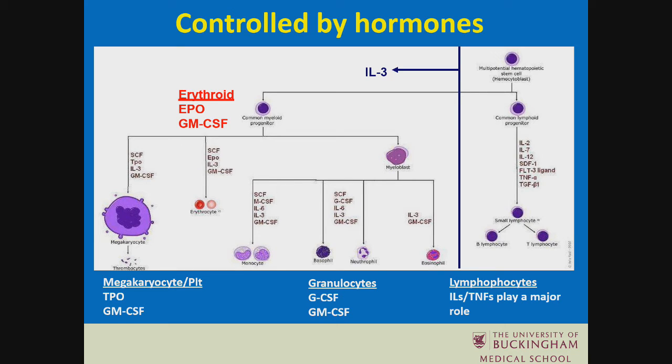So I mentioned earlier on, the granulocyte macrophage colony stimulating factor is quite important across myeloid lineages, but the key factors are thrombopoietin, for maturation of megakaryocytes, and erythropoietin, for maturation of reticulocytes into erythrocytes. I'll talk about that in a little more depth later on.